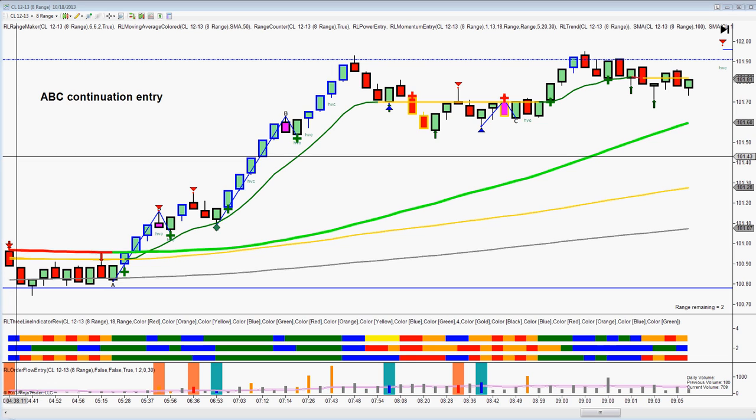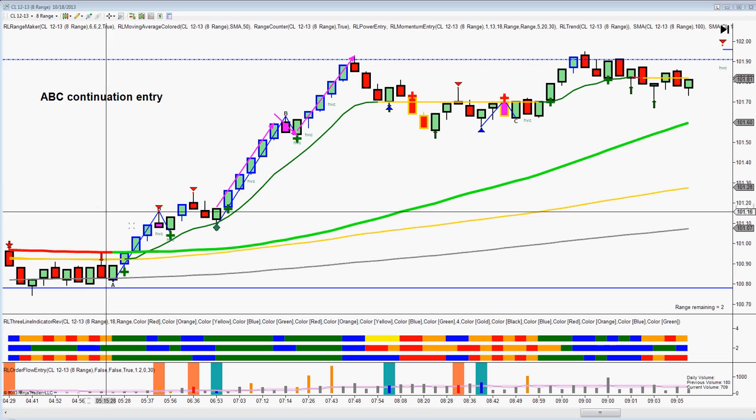Now, the ABC continuation does have an element of Elliott wave in it. It just sort of has a tincture of Elliott wave, but it's really a market structure setup based on order flow and market symmetry.